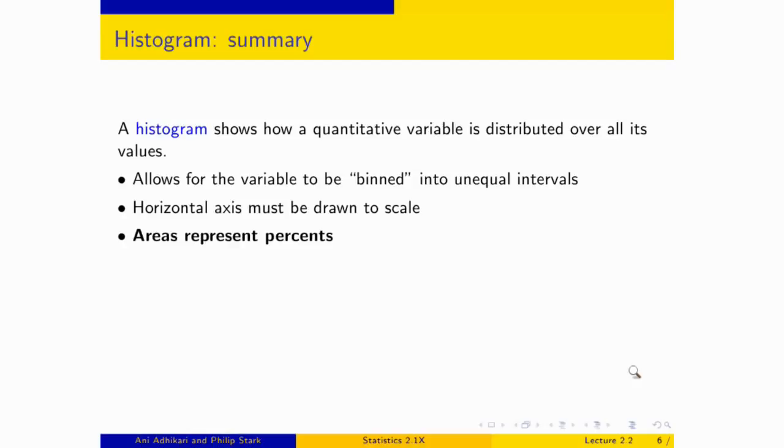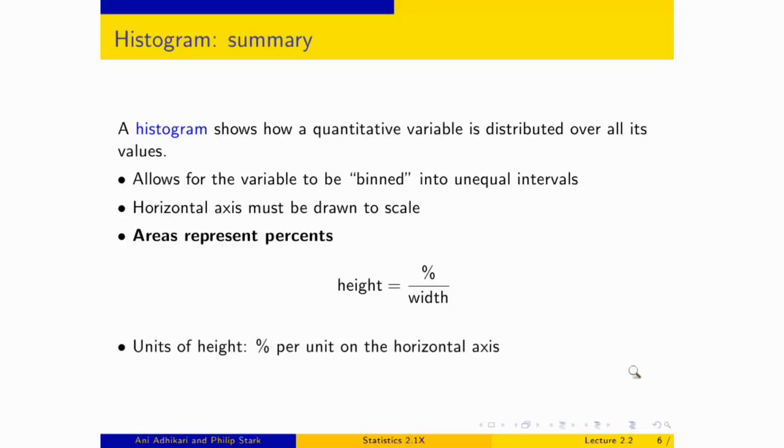And then the main idea of the histogram is that areas represent percents. Areas are what our eyes see. And so we are going to use areas representing percents, which allows us, by a calculation we did, to compute heights as the percent in an interval divided by the width of that interval. The units of height are percent per unit on the horizontal axis. In our example, it's percent per $1,000. Now that is an interesting quantity, and we will look at it more carefully. What I want to say for now is that the units really matter.